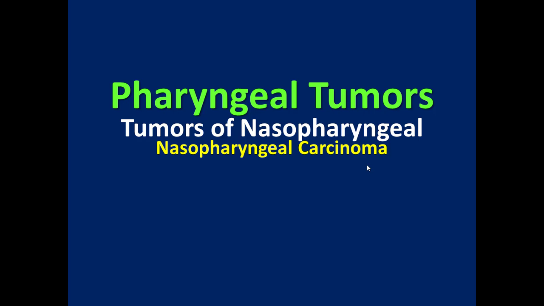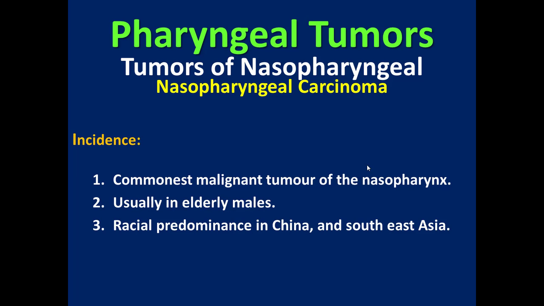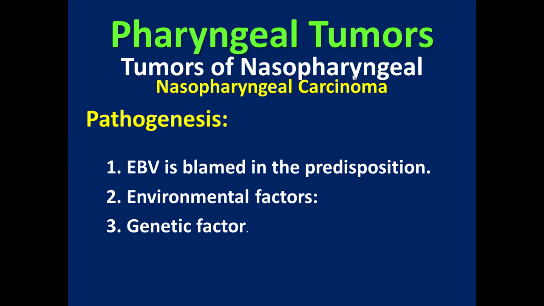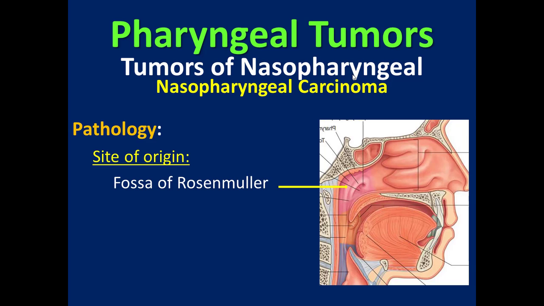The second lesion in the nasopharynx is nasopharyngeal carcinoma. This is the commonest malignant tumor of the nasopharynx, usually in elder males, and has a racial tendency for the Chinese and South Asians. Predisposing factors: Epstein-Barr virus, sometimes environmental factors, and sometimes there is a genetic cause. The site of this nasopharyngeal carcinoma is almost always the fossa of Rosenmuller in the nasopharynx.